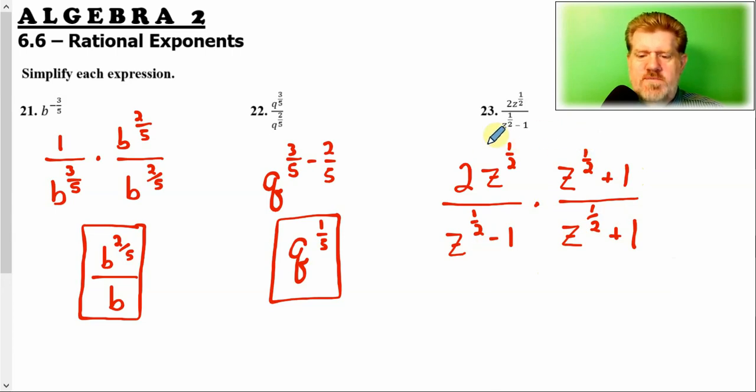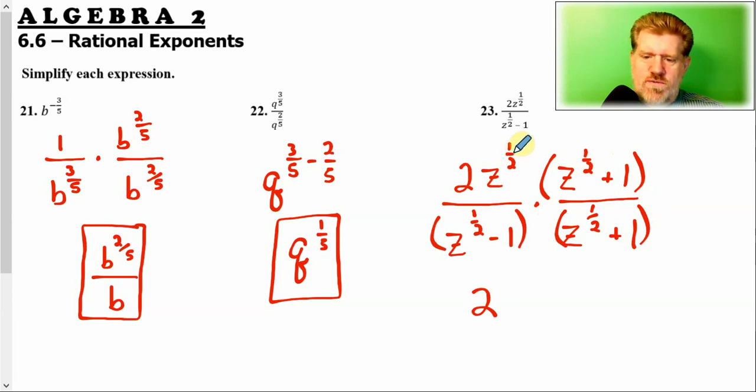So let's multiply the top. Now remember, these are together, this is only 1, so we just distribute this through. What's 2z to the 1/2 times z to the 1/2? Well, it's 2, and you have z to the 1/2 times z to the 1/2. Well, you add the exponents. What's 1/2 plus 1/2? 1. So it's just 2z. And now what's 2z to the 1/2 times 1? It's 2z to the 1/2. That's the numerator.